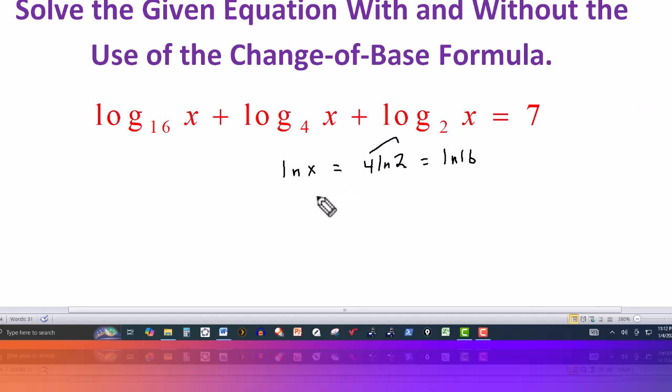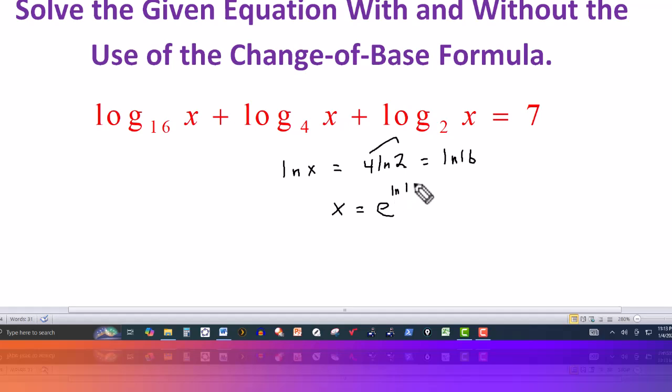And then using properties of logs, I have the ln of x, the base here, remember, is understood to be e. So I can go from natural log to exponential form. So this would tell me that x is equal to base e, because this is e, taken to this power right here, ln of 16.